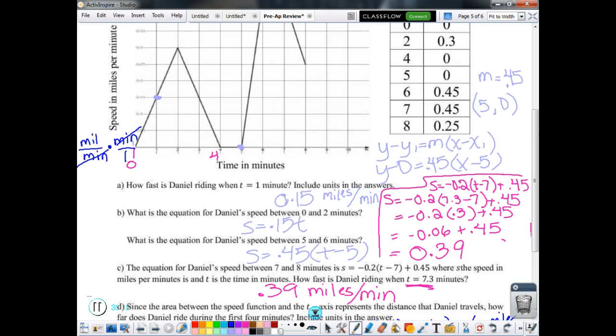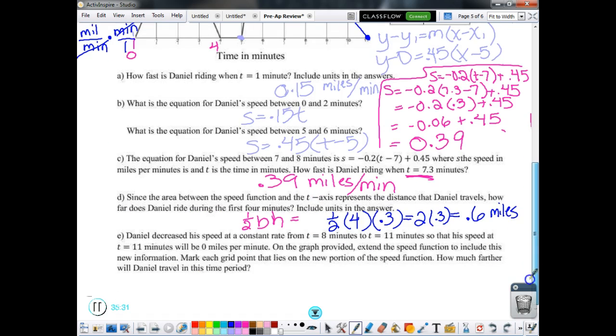Okay, so they're saying at 11 it should be 0. So that's how much he traveled, and they want you to draw this. I don't know why, but just do it. So it should look like that. Mark each grid point that lies on the new portion of the speed function. And then how much farther will Daniel travel in this time period? So now they're asking for distance.